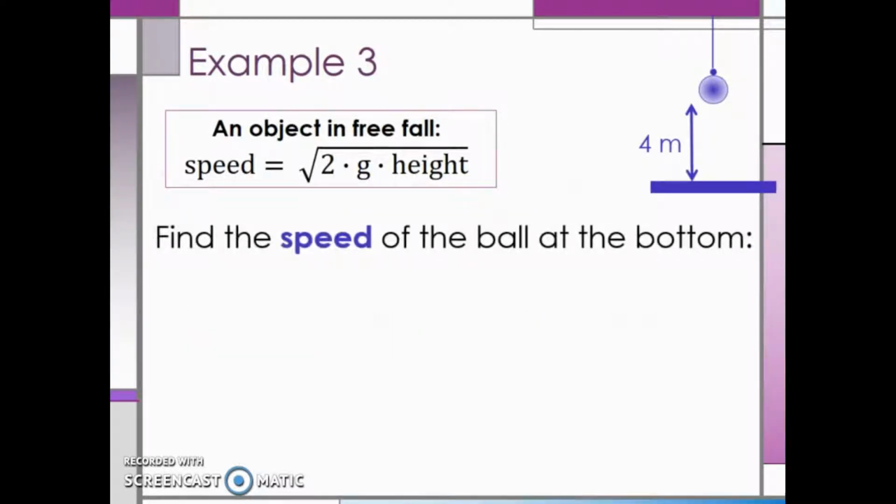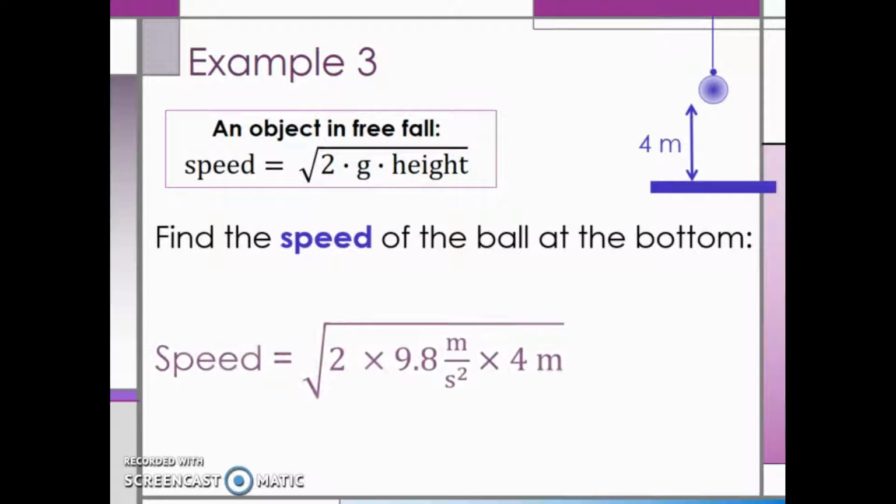Now, we want to find the speed of the ball at the bottom. In order to solve this, we are introduced to one more formula. For any object in free fall, neglecting air resistance, the speed of the object is equal to the square root of the quantity 2 multiplied by the acceleration due to gravity g multiplied by the initial height of the object. Therefore, our speed is equal to the square root of 2 multiplied by 9.8 meters per second squared multiplied by 4 meters above the platform. Multiplying, we should find the speed of the ball is approximately 8.85 meters per second.